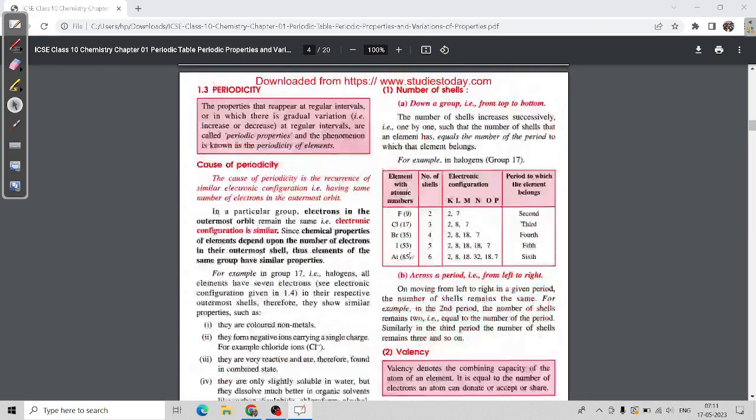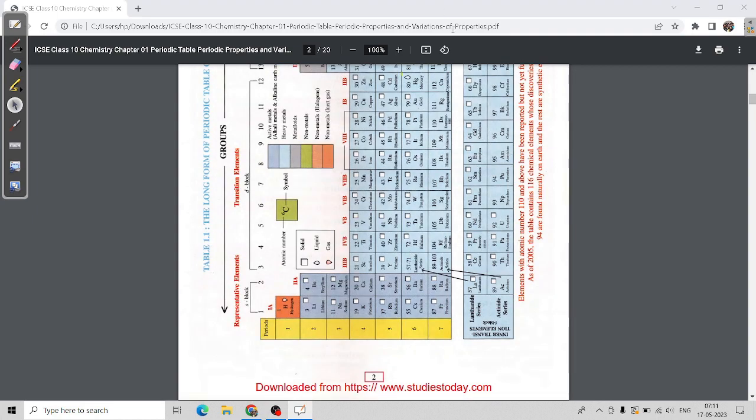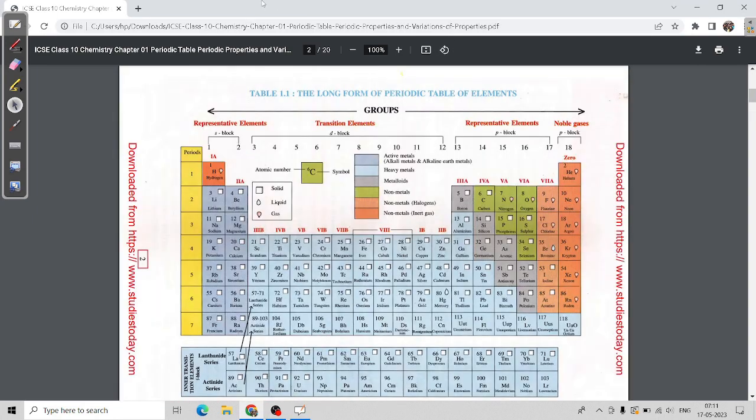Okay, now let's count in this PDF periodic table. See, metals are 1, 2, 3, 4, 5, 6. 6 metals are there, and 2 metalloids are there. Then non-metals 1, 2, 3, 4, 5, 6, 7, 8. So 2 metalloids, 6 metals, and 8 non-metals are there in our first 20 elements.